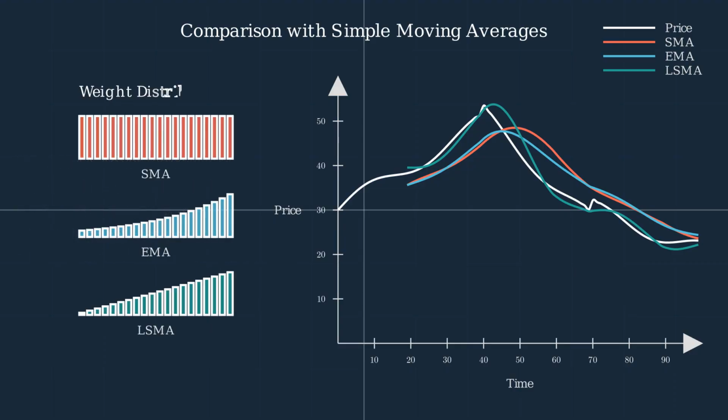These differences stem from how each moving average weights price data. SMA gives equal weight to all prices. EMA assigns exponentially decreasing weights. LSMA effectively gives increasing weight to more recent data through the regression calculation.